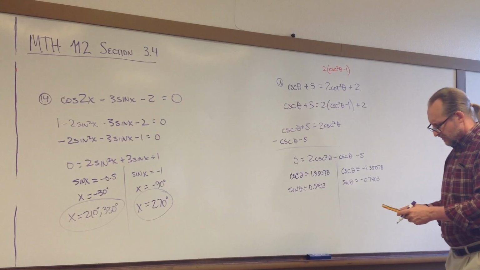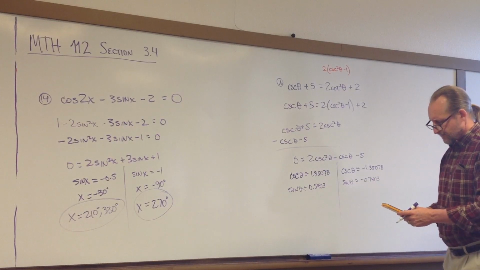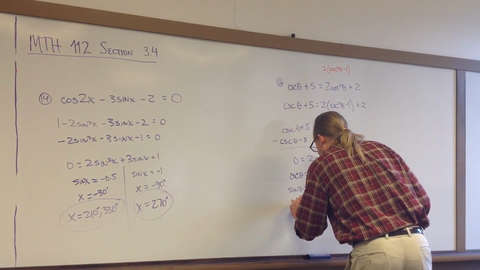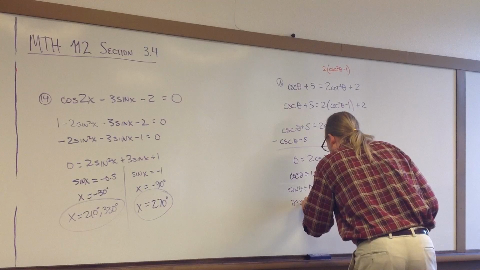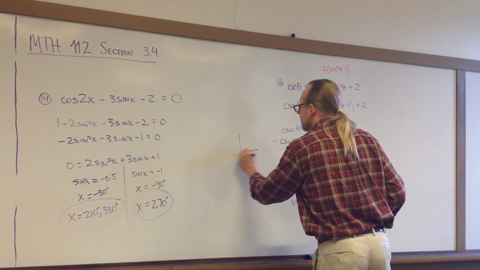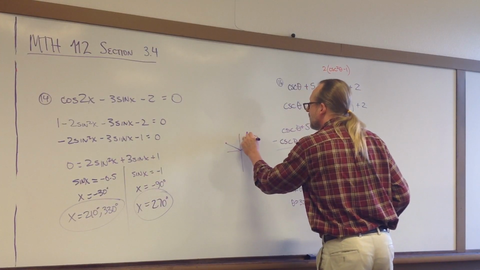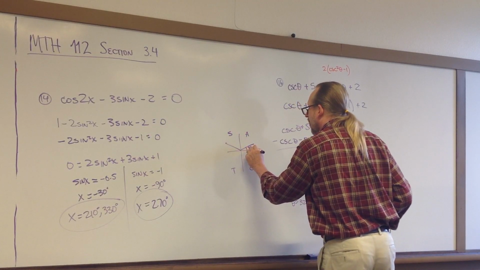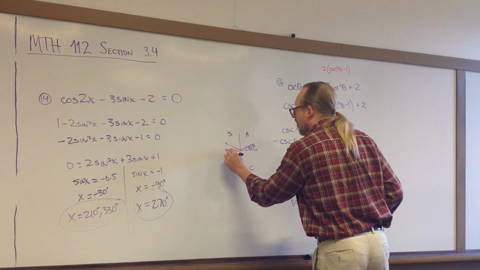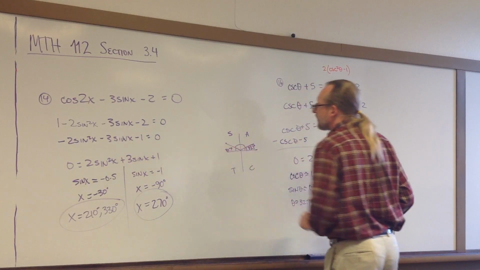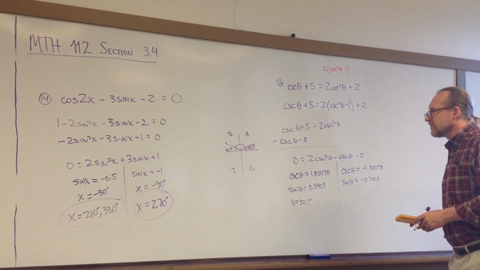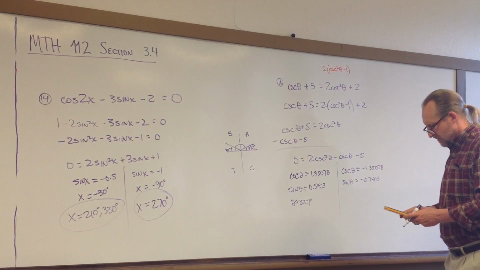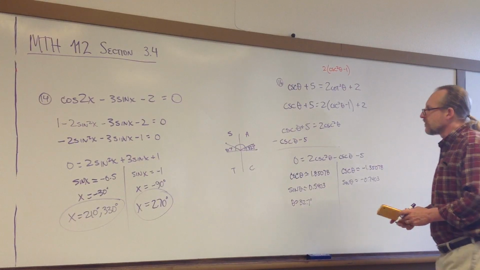Okay, so then we want to take the inverse sine of that number, that value right there. That gives us 32.7 degrees. And the sine is positive in the first and second quadrants. And so this angle right here is going to be 180 minus 32.7, which is 147.3.